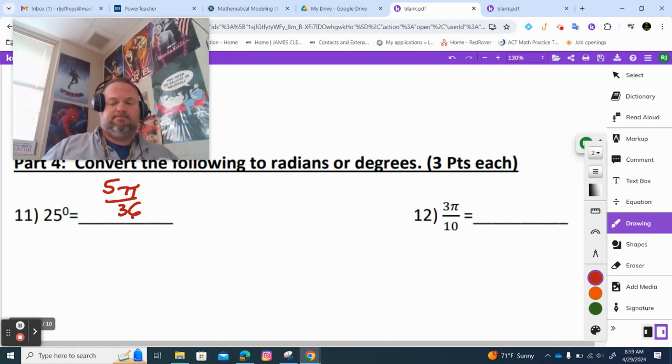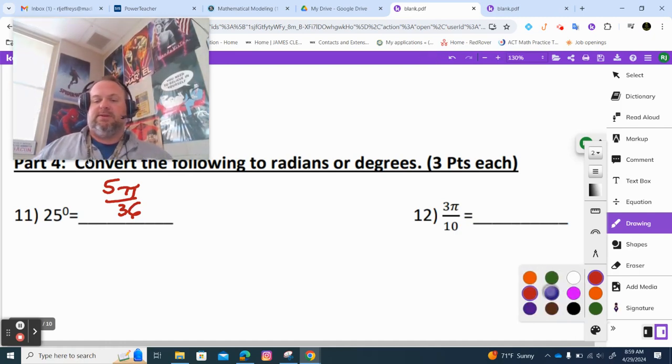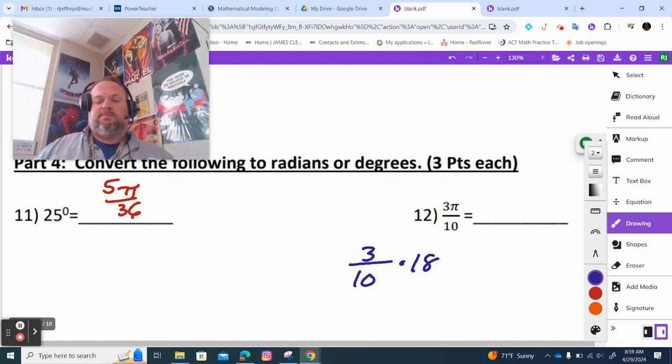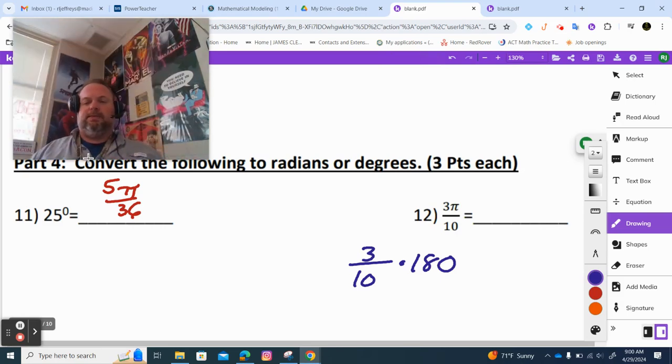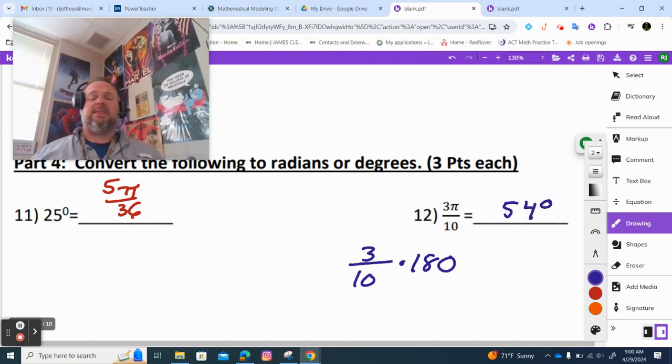Okay. Same thing over here. Three over 10 times 180, just like that. 54. Okay. Now, again, I could have typed it in with the pi button. I'd get the same answers. We have options. Sometimes options are good.